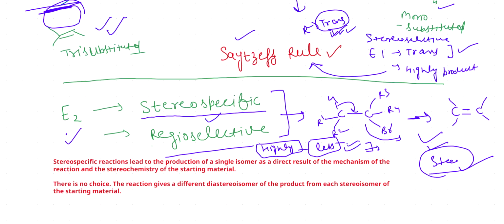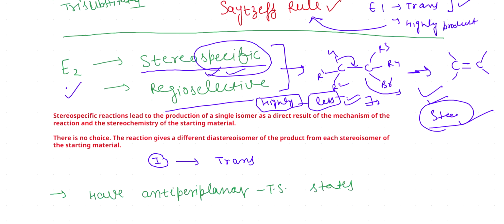But in case of E2, the word we have been using is stereospecific. Stereospecific means if we are choosing a reactant which has a particular stereochemistry, suppose this is 1, it will give trans. If we choose the reactant which has different stereochemistry, that is reactant number 2, then it will give cis product. Means the stereochemistry of reactant and the product will be the same. It depends upon what kind of reactant we have chosen.